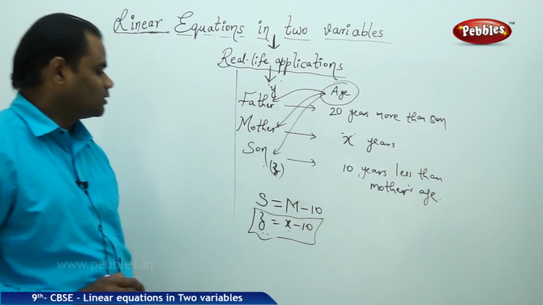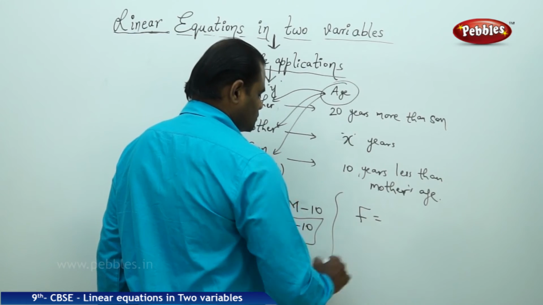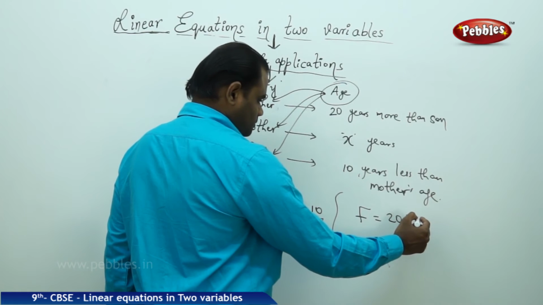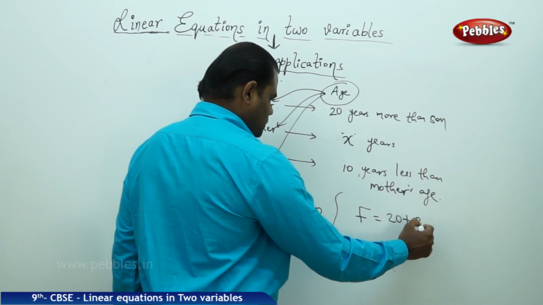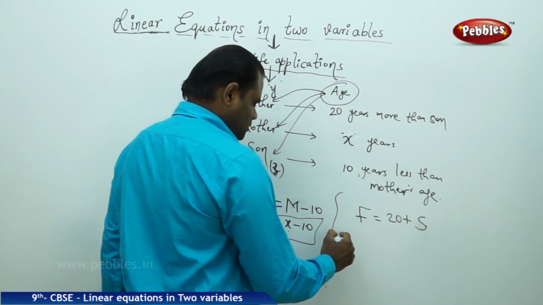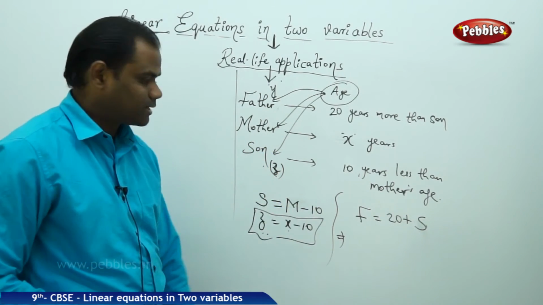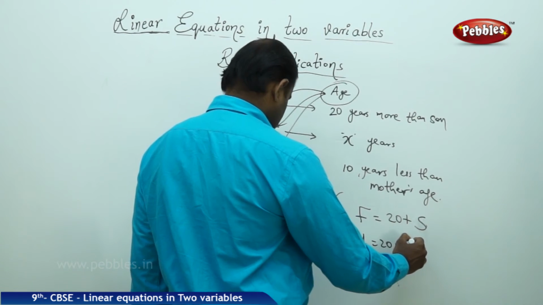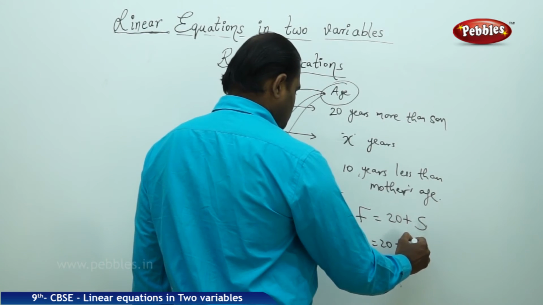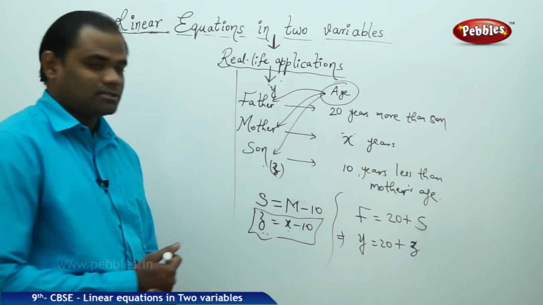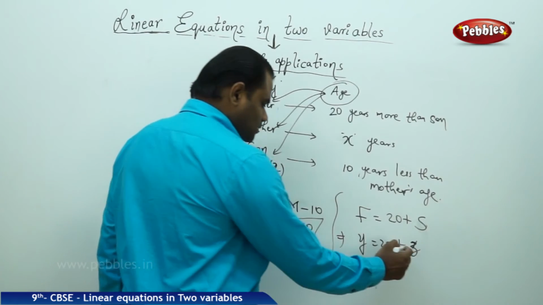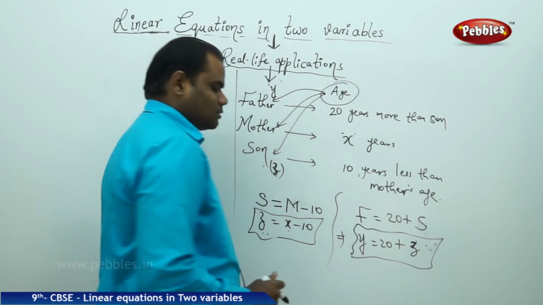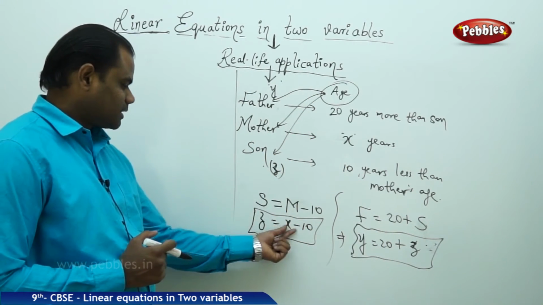Secondly, I have father's age, which is 20 years more than son's age, which is z. So let's see how we connect this. Father's age denoted by y is 20 plus son's age, which is z. And then I get y equals 20 plus z. So I have two linear equations in the variables x, z and y, z.